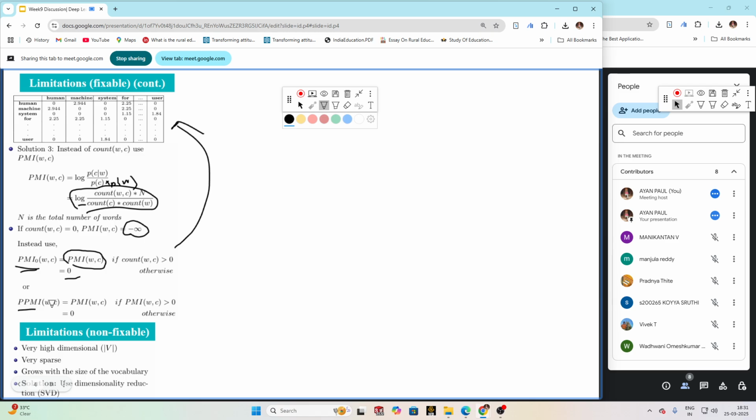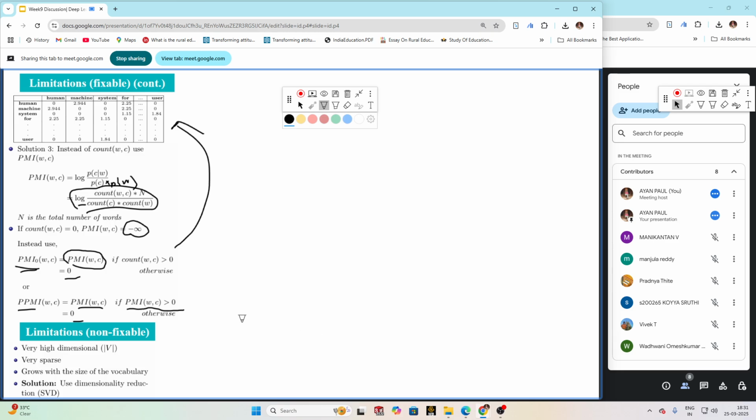Similarly, in positive pointwise mutual information, for this log some values could come out negative, which again does not make sense. So wherever the PMI is greater than 0, only for that we write the PMI. For other cases, we write 0. So these are the three fixable solutions for this stop word problem.